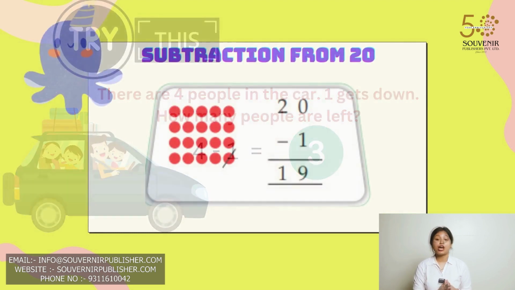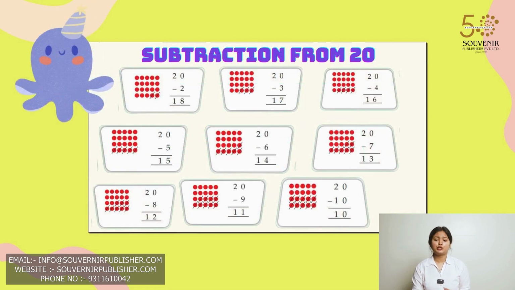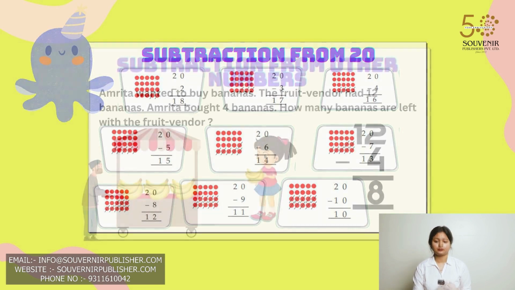Correct. Now we are going to learn how we have to subtract from 20. So if we have 20 and we have to subtract 1, we'll get 19 as our answer. Similarly, we'll do up to 10.